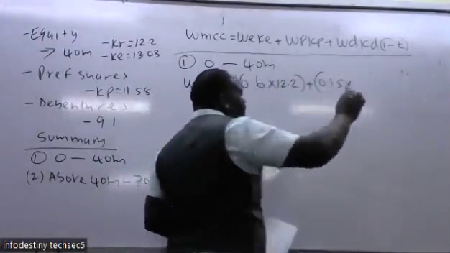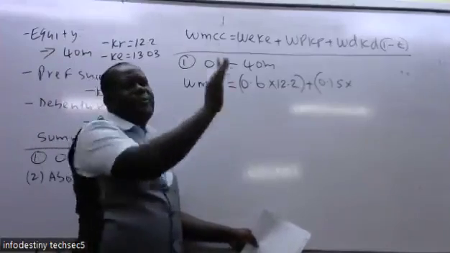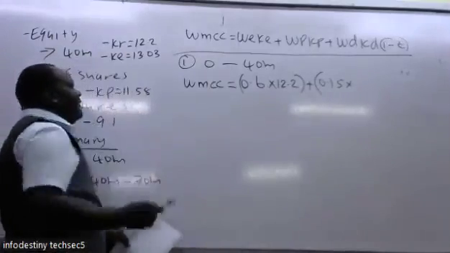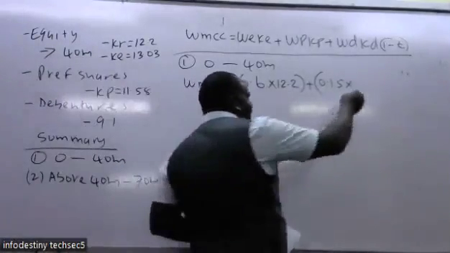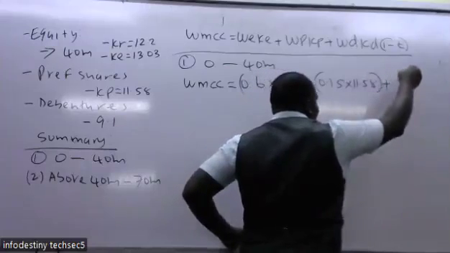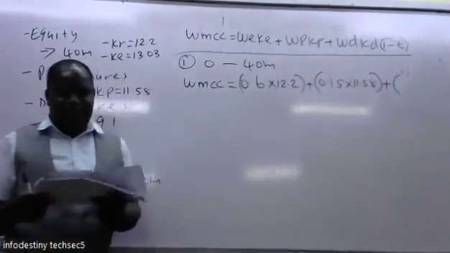0.15. So there was no breakpoint for the preference. It will apply to all of them. So what was it? 11.58. Then we go to the debentures. Debentures, it is which proportion?